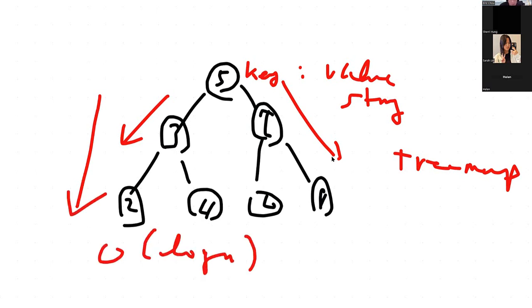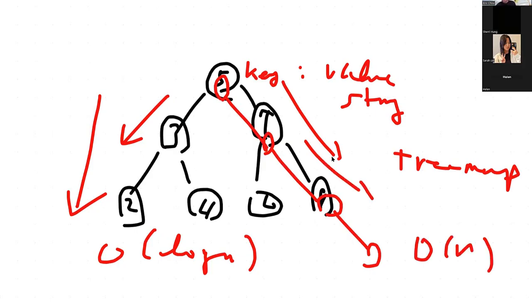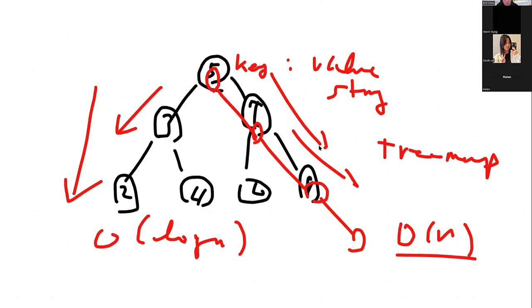But in the worst case you may have order n, if you are going in just one direction. For example, the first one you add in is the smallest one, and you keep adding to the right side, and then you will end up with order n. So this is the tree map. And if you don't have a string value, then it can be a tree set. So tree map or tree set is just whether you store a key or a key-value pair. That is the difference between map and set.